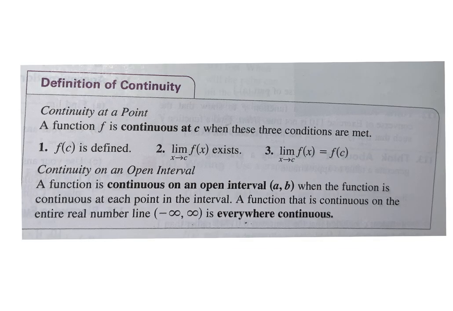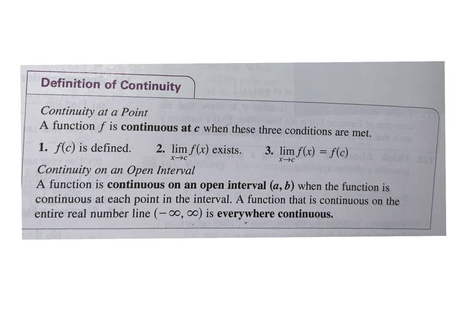We come up with our continuity definition. The definition of continuity says that in order for it to be continuous, all three of these conditions have to be met. The function has to be defined at c. The limit has to exist at c. And the limit at c has to equal the function defined at c. So the limit at c has to equal what happens when you plug c into the function. If that happens, then it is continuous at c.